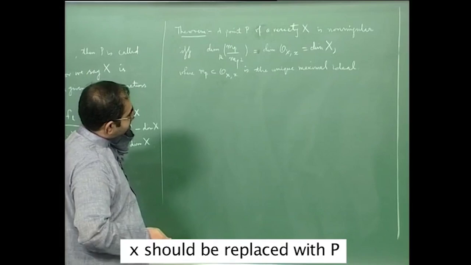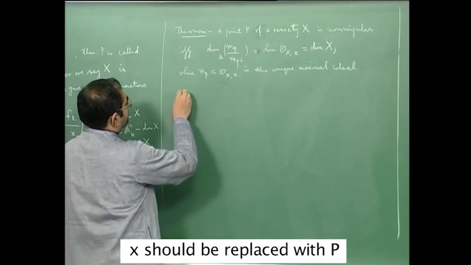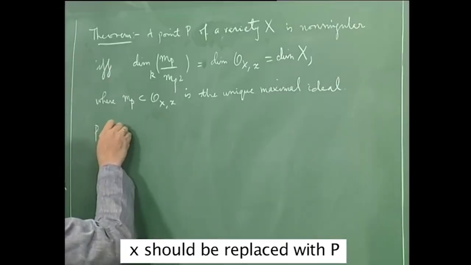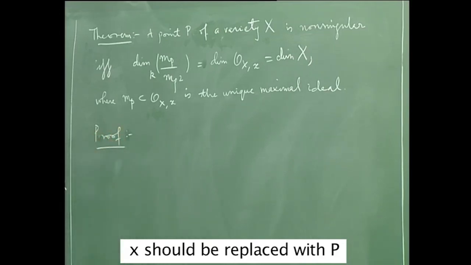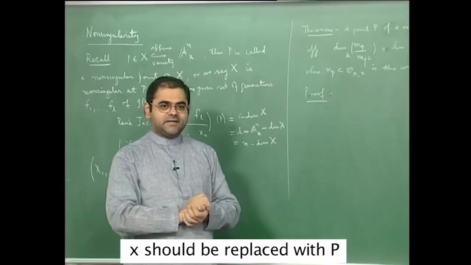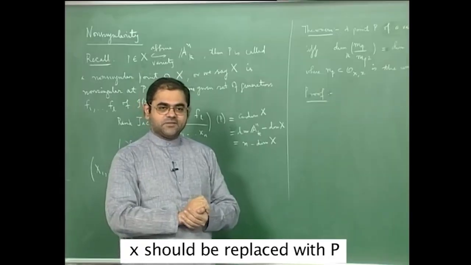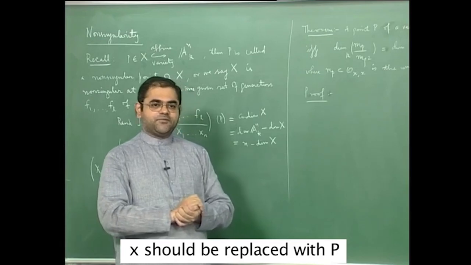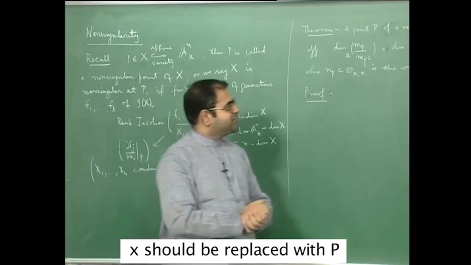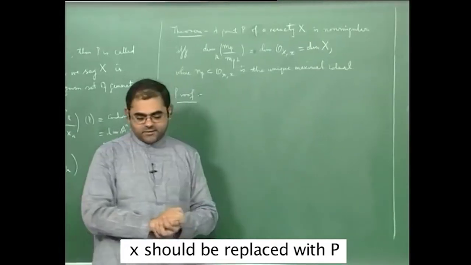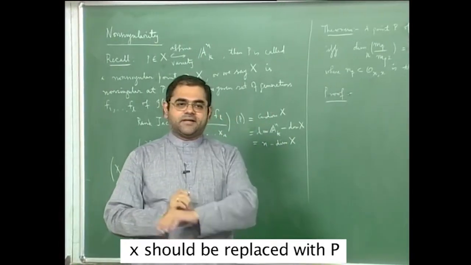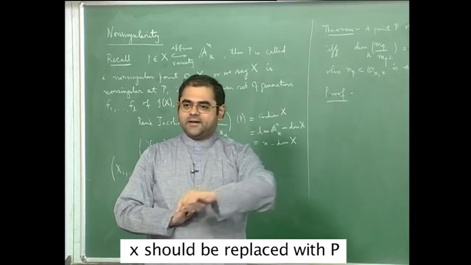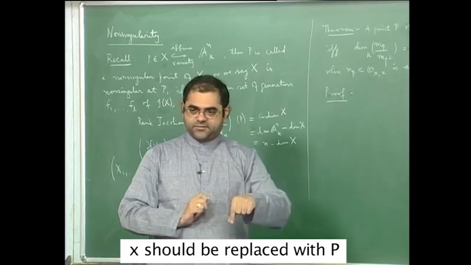And the proof, interestingly, is linear algebra, but actually it has got to do with geometry, because if you look at it geometrically, what you are trying to do is calculate the tangent space for the variety at that point.